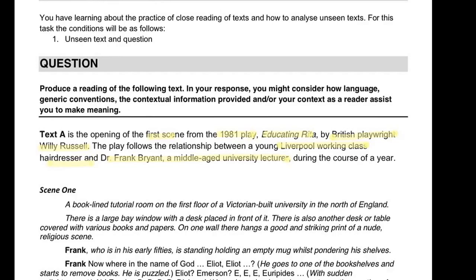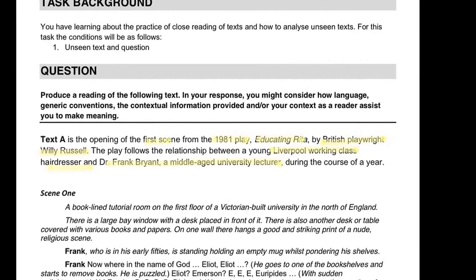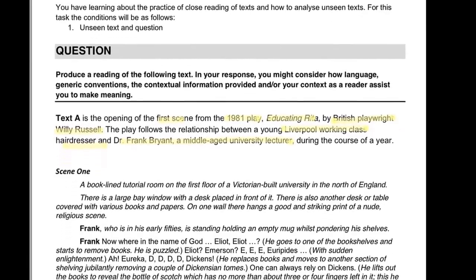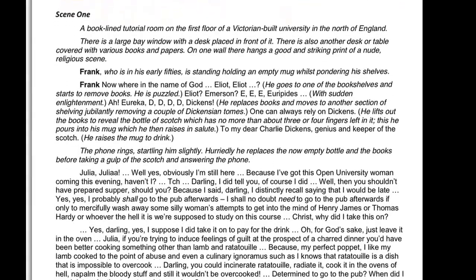Okay, so now we've got this sense of where it's going. It's going in this text, and we can also see where it's come from in the context here. One thing I didn't mention at the start was that the word young is in there, a young Liverpool working class hairdresser. So the idea of age there will be something we could go looking for if we're looking for an analysis of how this is going to be put together.